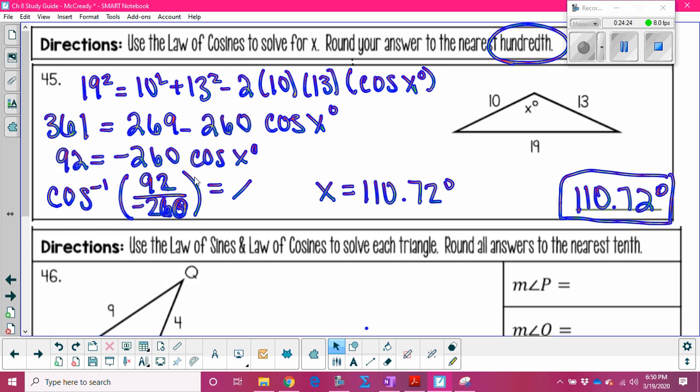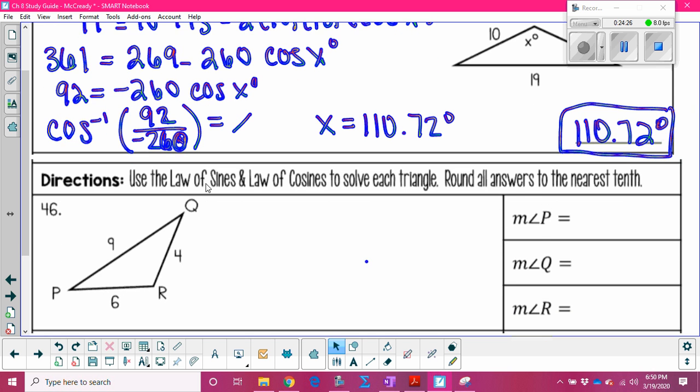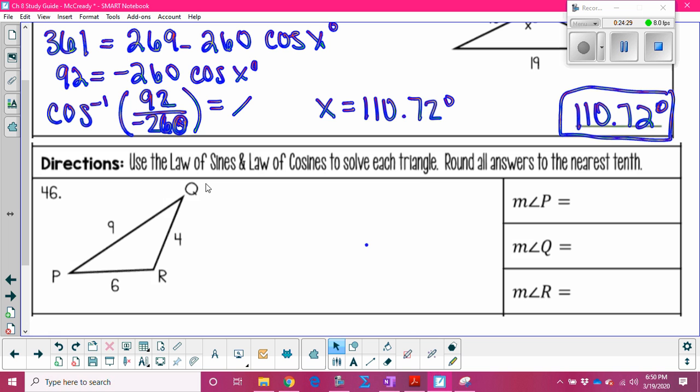All right, last one. Let's look at number 46. In number 46, you're going to use the law of sines and law of cosines to solve the triangle and round the answers to the nearest tenth. I'm given all three sides, so I'm going to use the law of cosines first to find the largest angle measure. The largest angle is across from the longest side. The longest side here is 9, so I'm going to find angle R first. I'm just going to label angle R as X to make it easier when I'm writing this out.